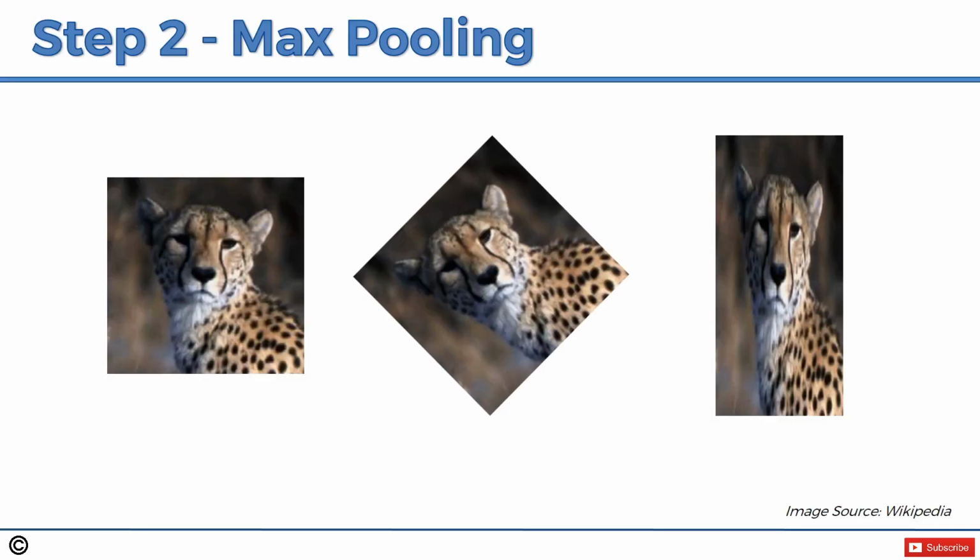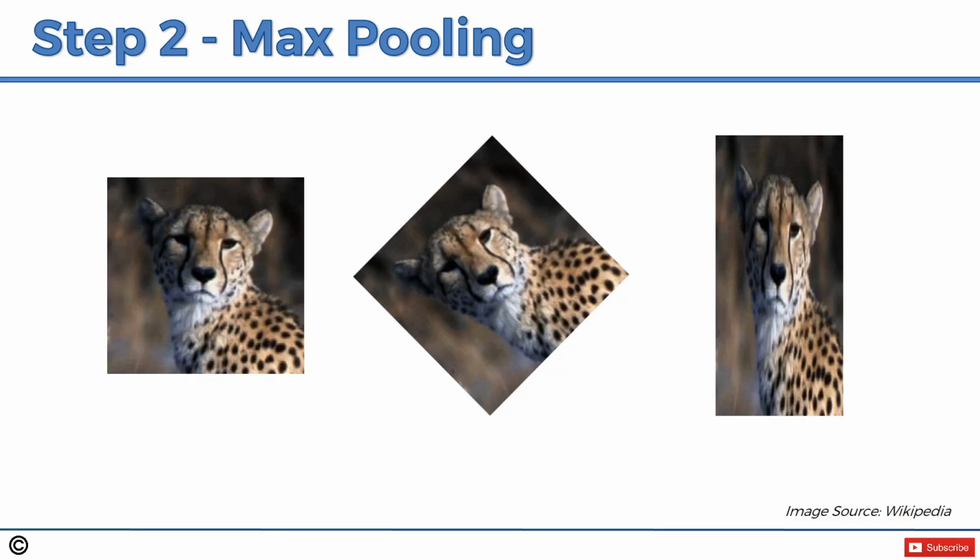Well, to answer that question, let's have a look at these images. On these three images, we've got a cheetah. In fact, it is the same exact cheetah. On the first image, the image is positioned properly, and the cheetah is looking straight at you. On the second image, it's a bit rotated, and the third image is a bit squashed. And the thing here is that we want the neural network to be able to recognize the cheetah in every single one of these images.